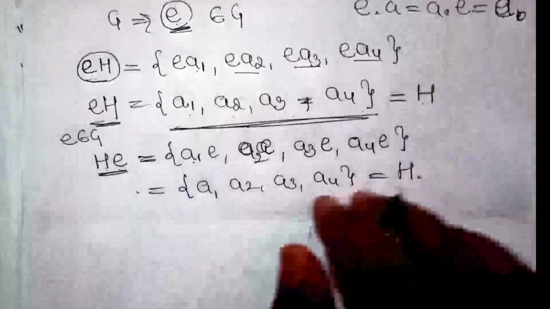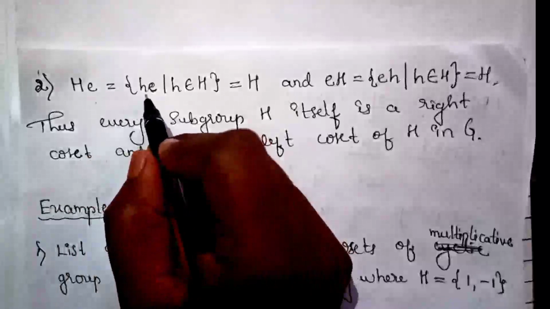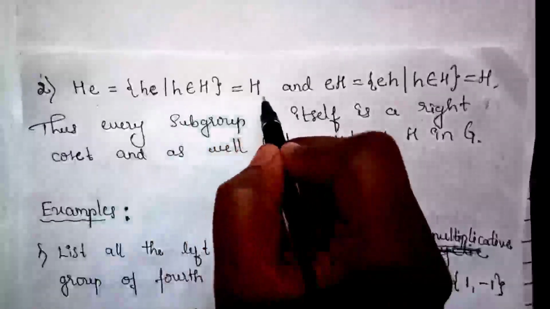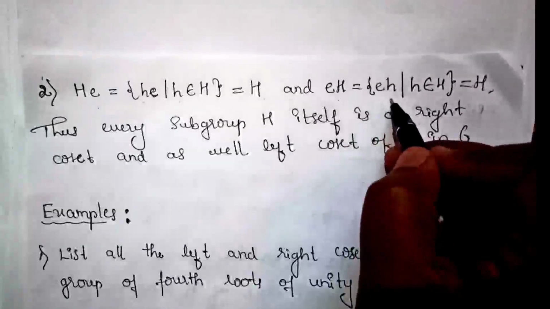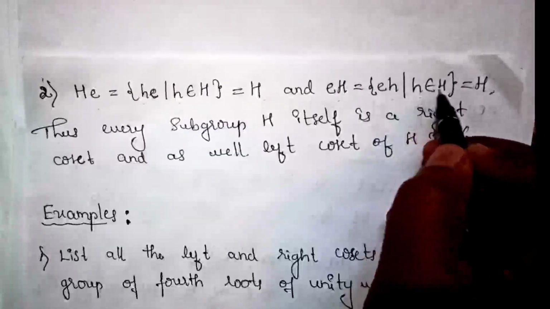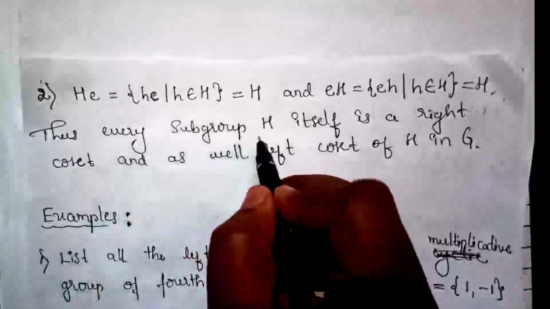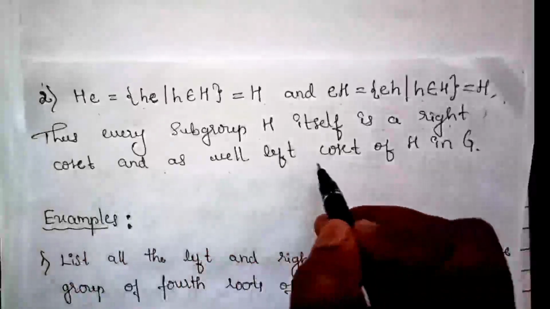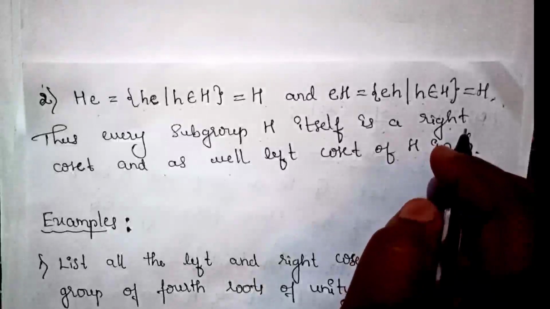Okay, so that is the HE equals to H, for all h belongs to H equals to H, and EH, that is the left coset, equals to EH, such that all h belongs to H equals to H. Therefore, every subgroup H itself is a right coset and as well a left coset of H in G. Okay, this is the second one.